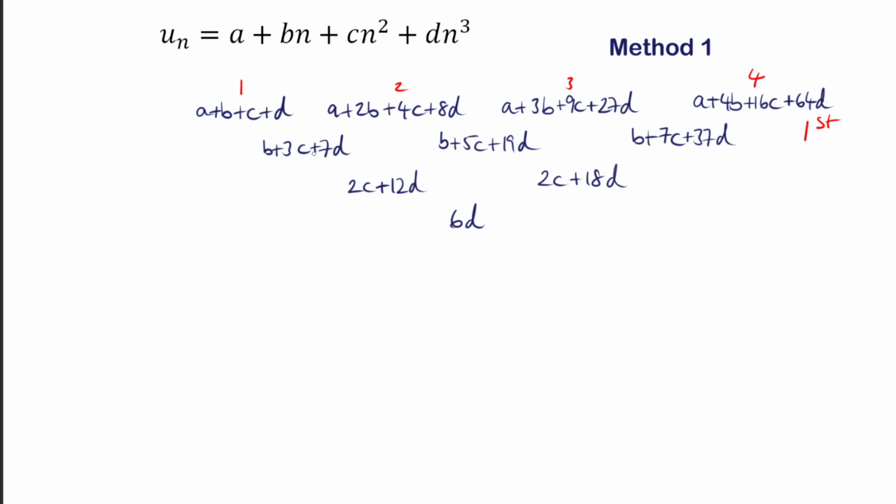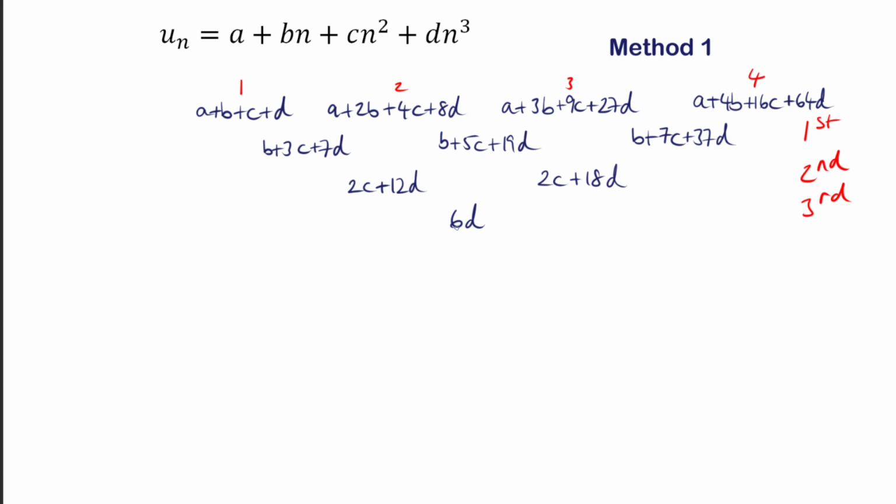Now I've worked out the second differences by looking at the differences between the differences, basically. Here you can see this is 2c plus 12d. If I do this one minus this one, I'll get 2c plus 12d. And this second difference is this. If you try it, you'll see. Now when I do the third differences, you can see that I'm going to get 6d. And if I'd carried on my table, this would always be 6d.